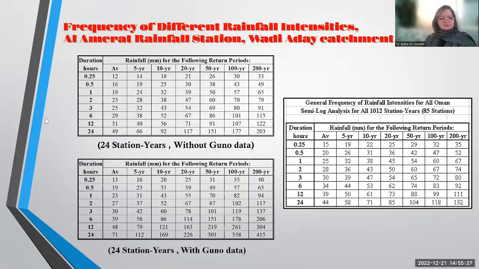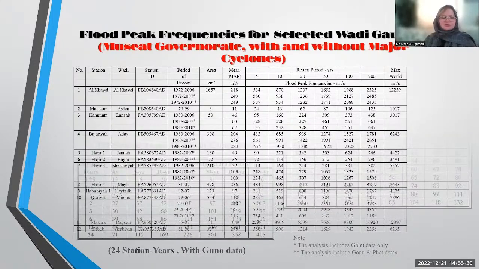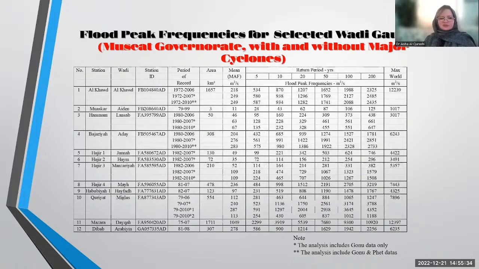Here, this table shows different flood magnitudes, flood peaks, for different periods of records: 72 to 2006, 72 to 2007, and 72 to 2010. 2007 is with Gono, and 2010 includes FIT also. The table shows very clearly that the flood magnitudes for different return periods are increasing, which means it's very important to update our flood frequencies so we can use more reliable design floods for different infrastructures to protect them properly, and consider the climate change effects.